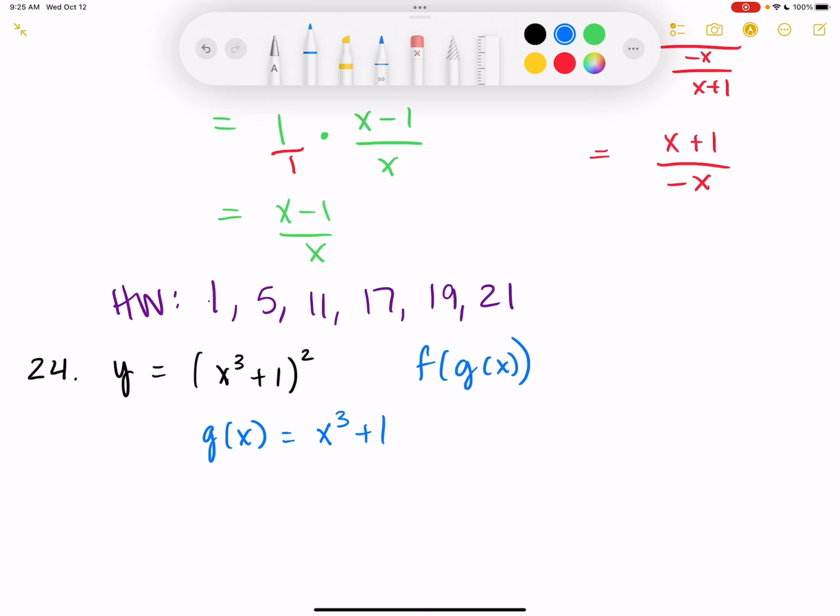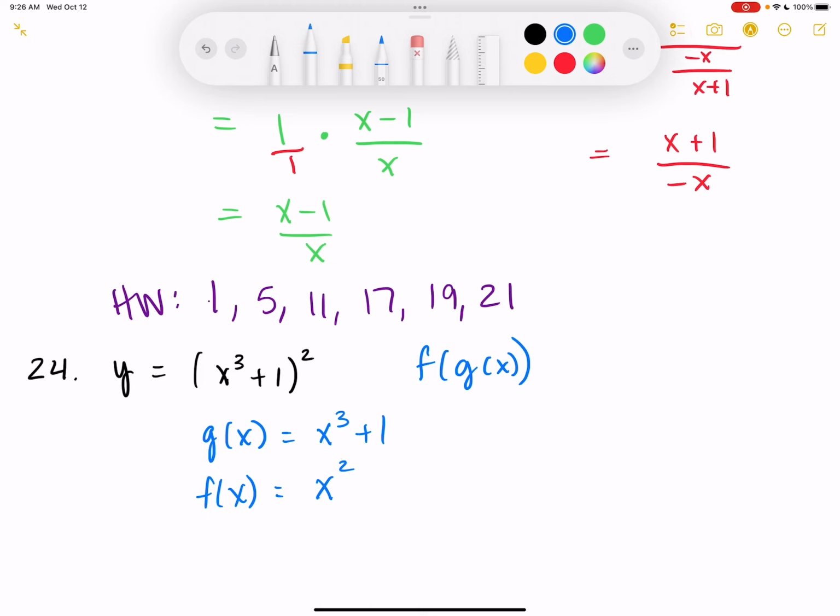And we put in g of x for x in f of x, so that would mean that f of x has to be what? X squared. So f of x would be x squared. So f of g of x is when we plug g of x into f of x, we replace it, and so that would be one option.